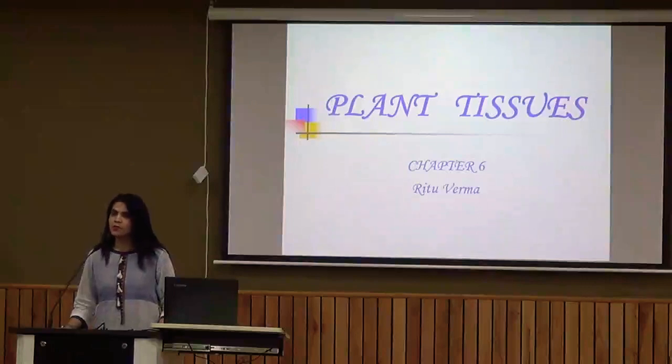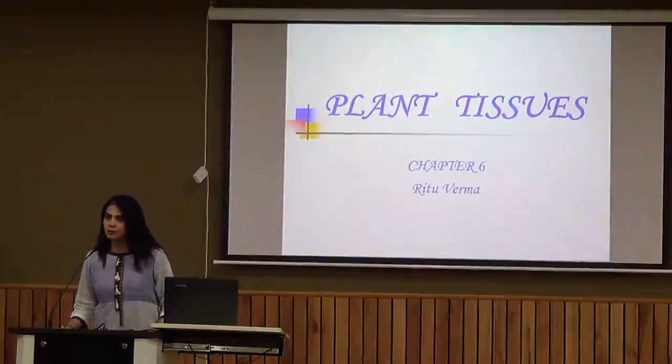So students, first of all we are going to start with the first type of tissue, that is plant tissue. Before we start with both types of tissue, that is plant tissue and animal tissue, we all should be aware of the difference. What is the basic difference between plant and animal tissue?